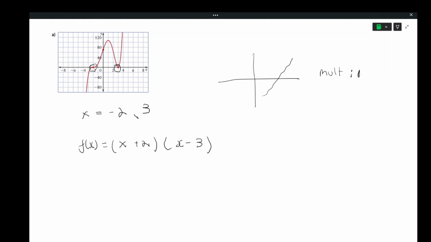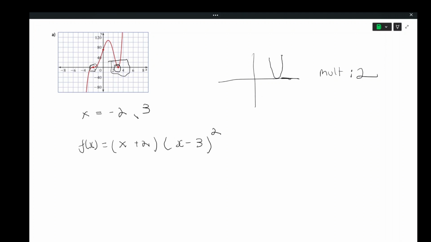The second behavior is when the graph touches the x-axis and turns back around without crossing. Whenever this happens, the multiplicity is even, with the most common value being 2. Let's apply that to our graph first. So at x is equal to 3, the graph touches the x-axis and turns around. So this root has a multiplicity of 2. That means our factor becomes (x minus 3) squared.